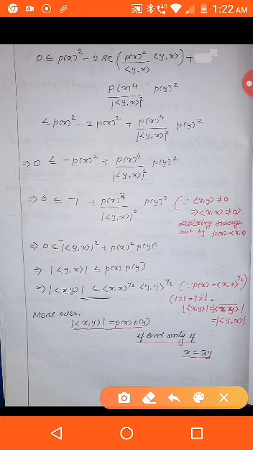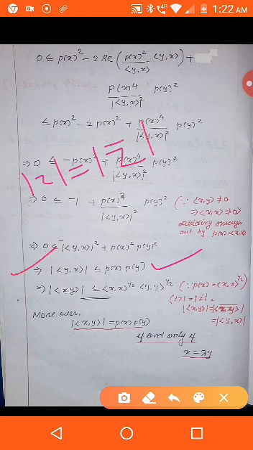which is the same as modulus of inner product y, x is less than or equal to p of x into p of y. And since modulus of z is equal to modulus of z conjugate, we can write like this: modulus of inner product of y, x is the same as modulus of inner product of x, y. Hence we have the result.